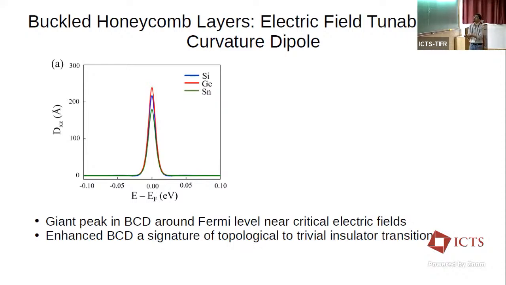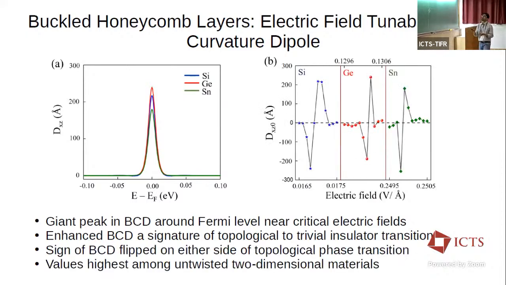Okay, and then what we can do is see what happens to the value of this BCD at the Fermi level as a function of the electric field. So this is for silicene, then germanium, and stannine. This is what happens as you traverse this critical electric field. You actually get a change in the sign of the BCD, which looks something like this, and this happens for all the three systems. In fact, we can write down a very simple 2-band model to show that whenever there's this topological phase transition, you would see this kind of a peak-dip structure occurring in the Berry curvature dipole.